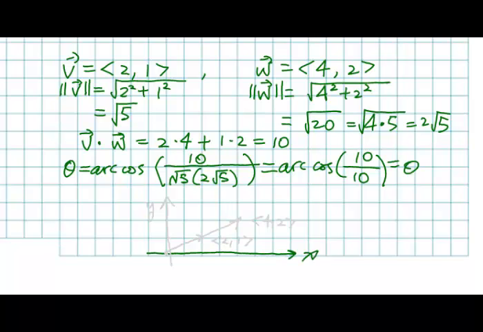We draw the two vectors to check our result. We have the vector (2, 1) and the vector (4, 2). They align with each other on our rough sketch. Our result is correct.